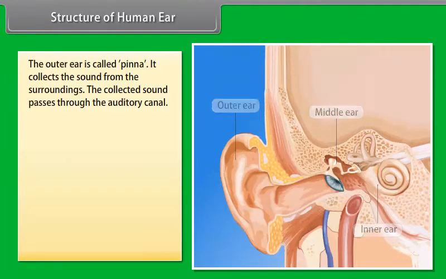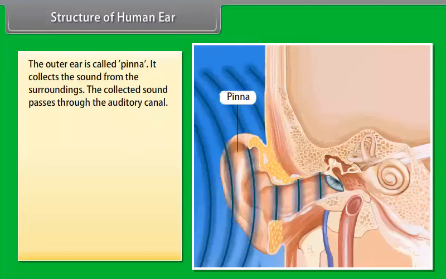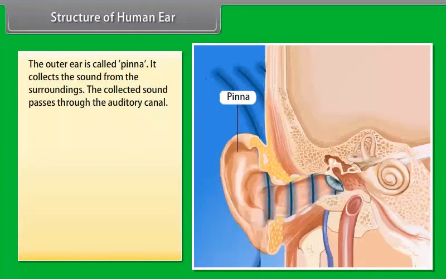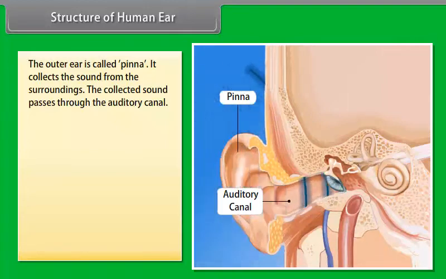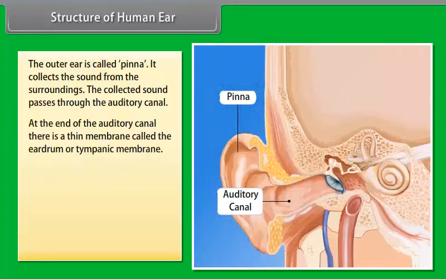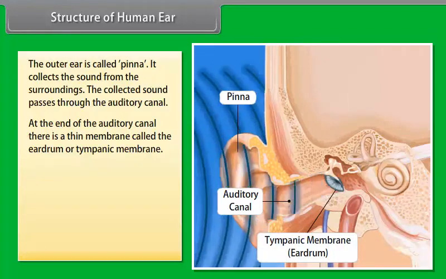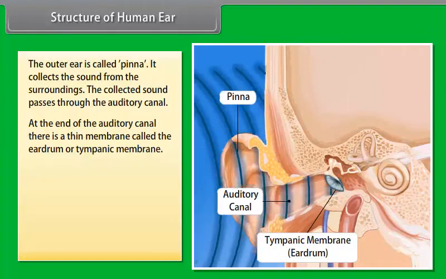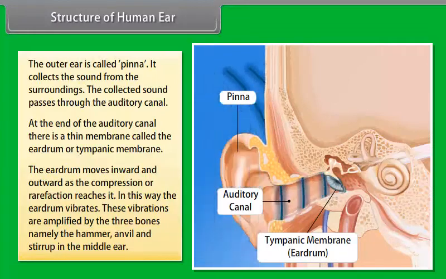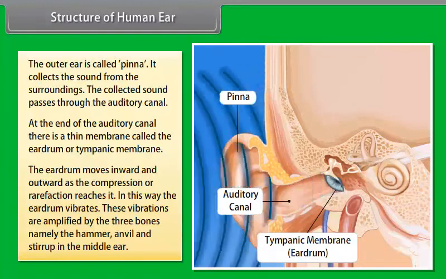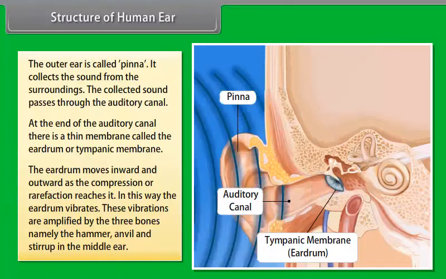The outer ear is called pinna. It collects the sound from the surroundings. The collected sound passes through the auditory canal. At the end of the auditory canal, there is a thin membrane called the eardrum or tympanic membrane. The eardrum moves inward and outward as the compression or rarefaction reaches it. In this way, the eardrum vibrates.